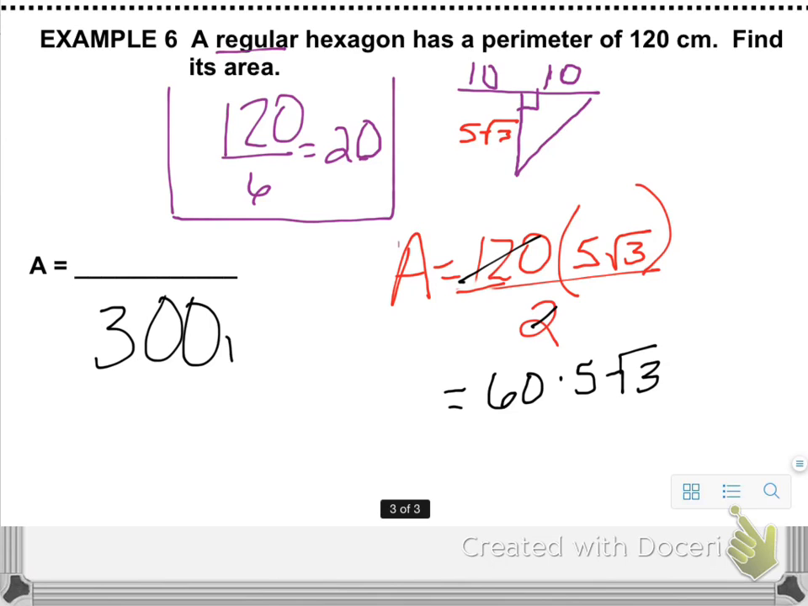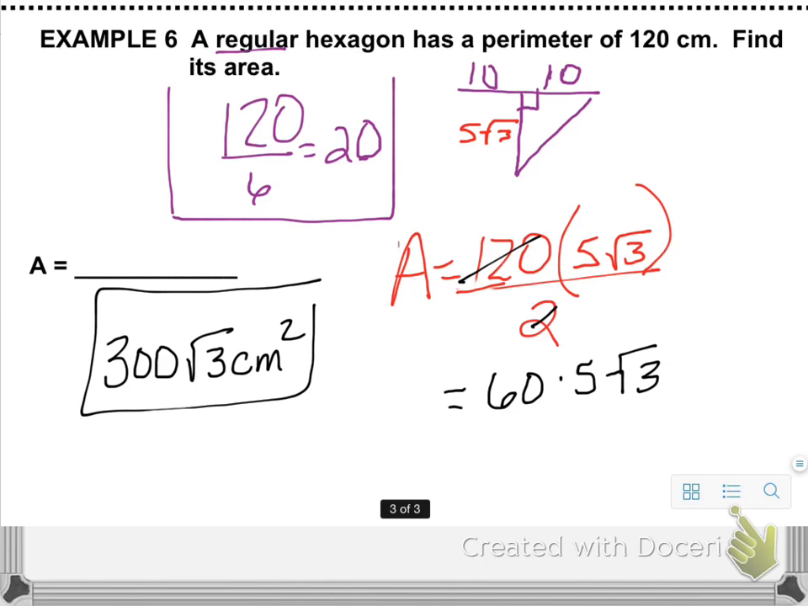You like my writing? I'm sorry, I gotta erase that. 300 times the square root of 3 centimeters squared. All right, I hope these notes were easier than the area of the regular triangles. But again, you're having to work with your 30, 60, 90 properties.